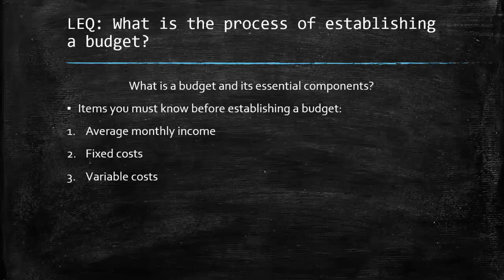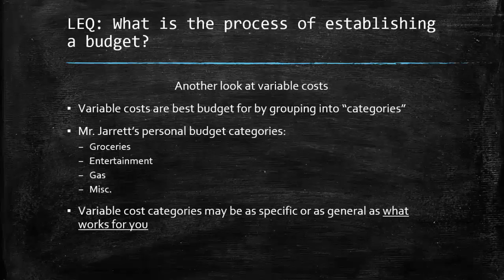If you do not yet know how to determine your average monthly income, please watch part 1 and part 2 of this video series on budgeting. You need to determine your fixed costs, which are basically your bills, and your variable costs, which is everything else. So the process of establishing a budget is to determine your average monthly income, figure out your fixed costs, and your variable costs. Those are the essential components, I should say. The process we'll get to today.